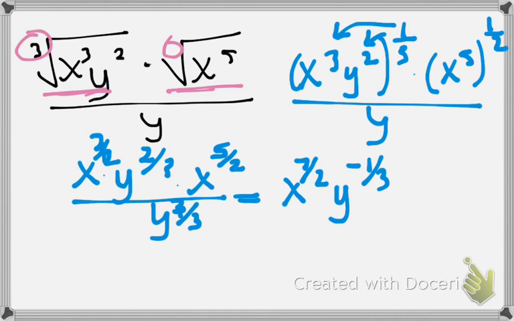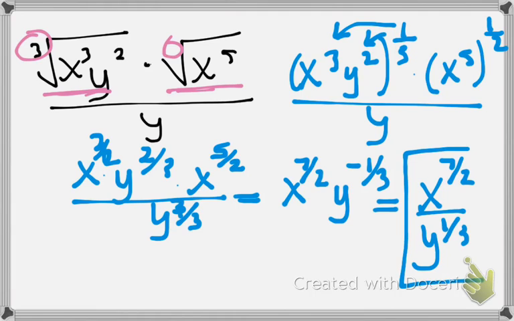No negative exponents in our final answer, so x to the 7/2 stays in the top, and the y to the 1/3 stays in the bottom, and that's as good as it's going to get, at least for right now.